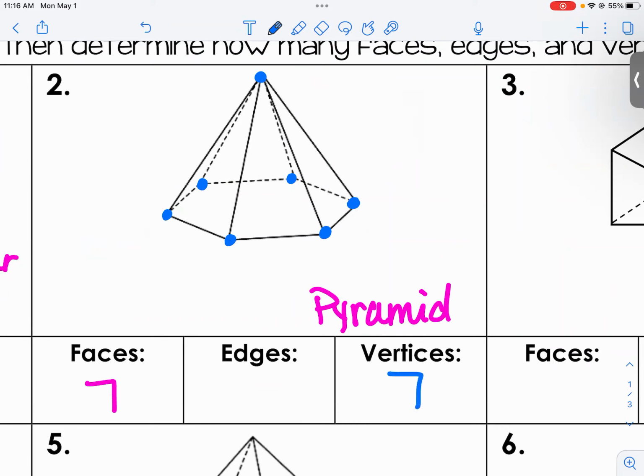Okay, so Arislin says 7. Do you agree with Arislin? Okay. Let's talk about our edges. Anyone have a guess? 4, 5. So there's 6 edges over here on the sides. 7, 8, 9, 10, 11. There's 12.